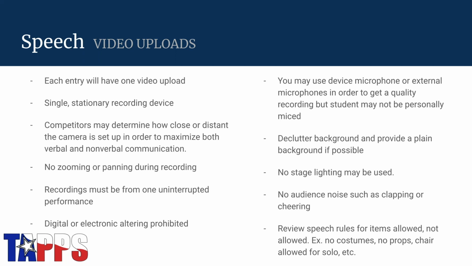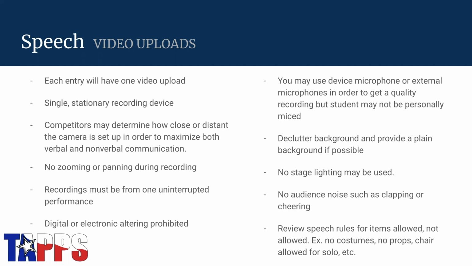You may use a device microphone or external microphone in order to get a quality recording, but we do not want the students mic'd on a lapel mic or anything like that where they're up to a microphone directly. When making your videos, make sure that you declutter the background and provide a plain background if possible, such as a whiteboard or a theater screen or something where there's no distractions in the background. Although you may use your stage as a space to record, we do not want stage lighting to be used, so just have the house lights up so that the lighting is not changing the view of the performance.